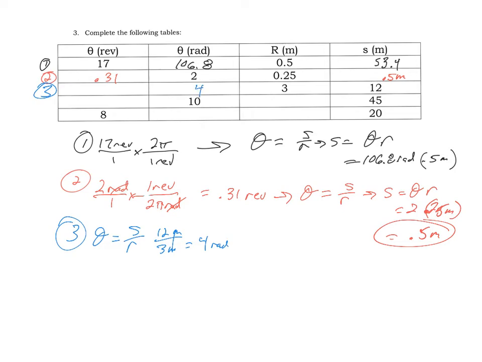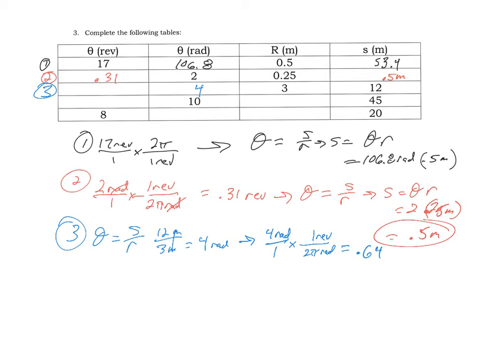And now they want revolutions. And I have 4 radians. And I need to get to revolutions. 1 revolution is 2 pi radians. So 2 times pi, which is the bottom. I always do that first because I'm an old school calculator guy. That is 6.2, which makes sense. 4 divided by answer. And I get 0.64.